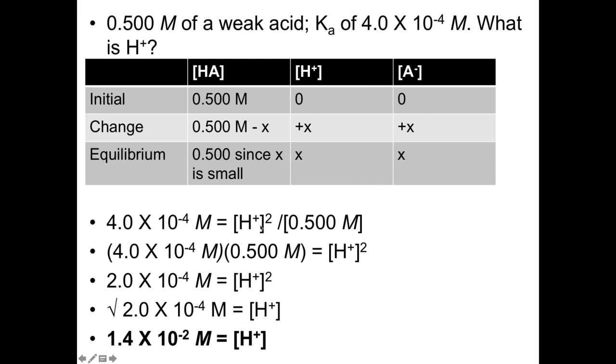So to get H plus squared by itself, you're going to multiply, and then to get H plus by itself, you're going to square root. So you multiply 4.0 times 10 to the negative fourth times 0.500. That'll get you this value. When you square root it, you're going to get this value for H plus. Therefore, H plus for this one will be 1.4 times 10 to the negative second.